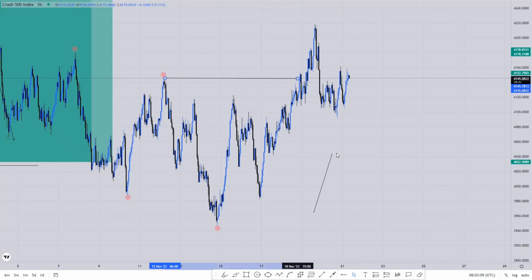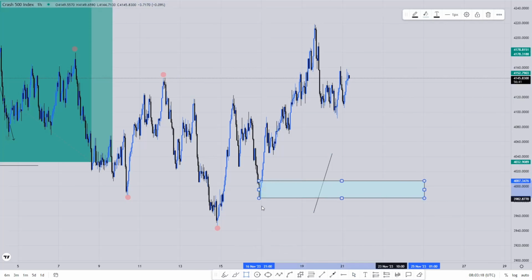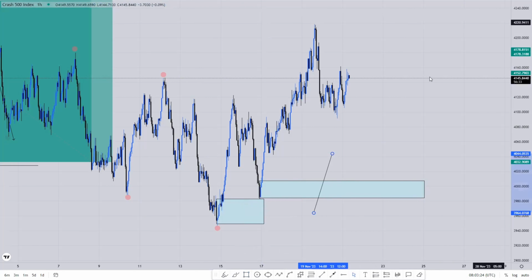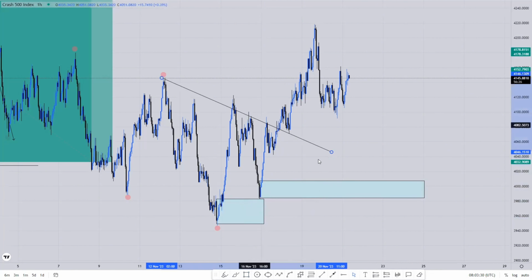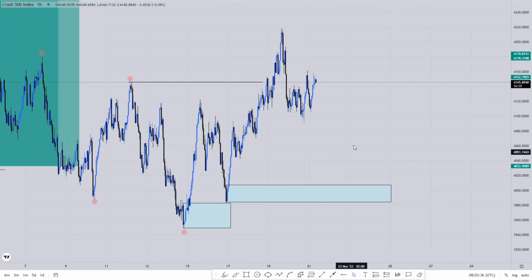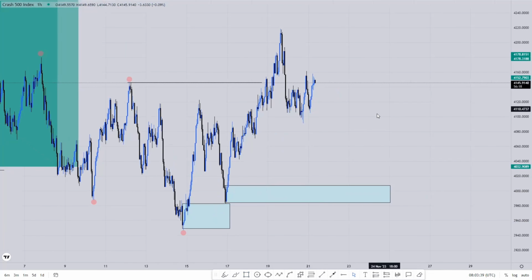So right here, the first major level that I'm anticipating mitigation of before a continuation is this demand here. This other demand was tapped, so I'm not anticipating that. I'm anticipating this one right there. Even for the anticipation, I can draw the zone like that, which is okay. But the most important thing is for me to analyze the structure as it moves, because if you don't have an understanding of structure, sometimes they can come to another zone, tap into that other zone and drop.